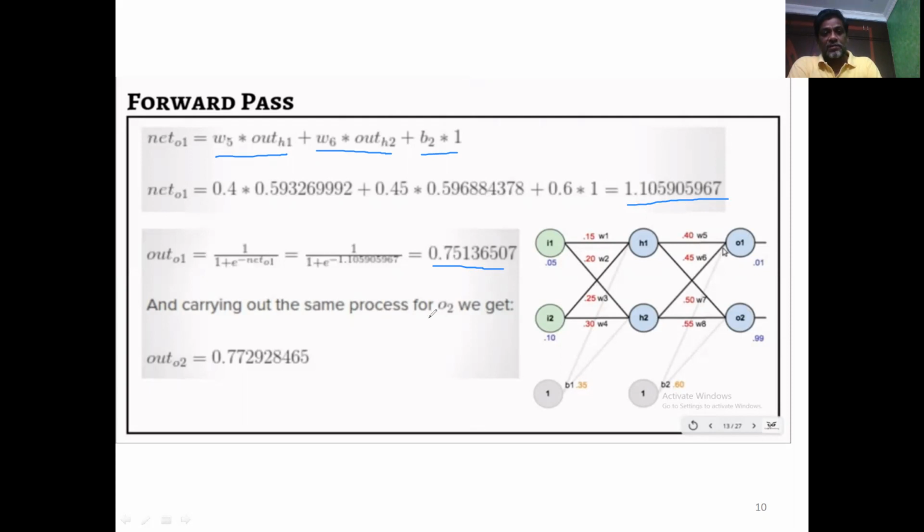Similarly, we will use the same process to calculate the output of O2. So we need to calculate net O2. What is the formula for net O2?